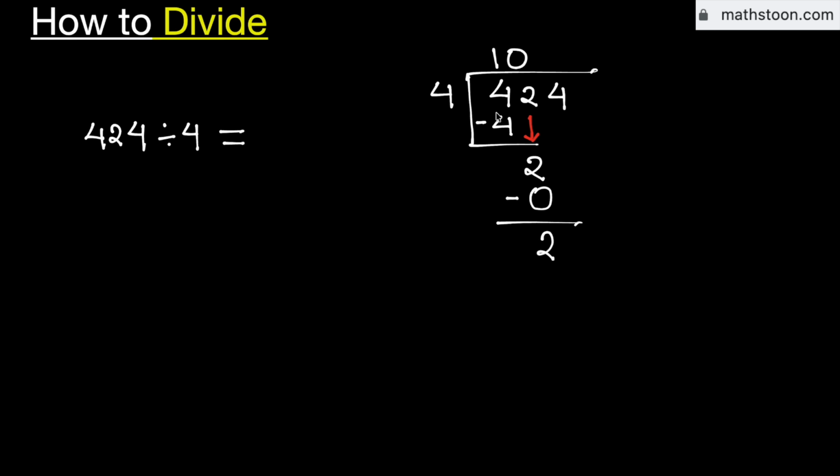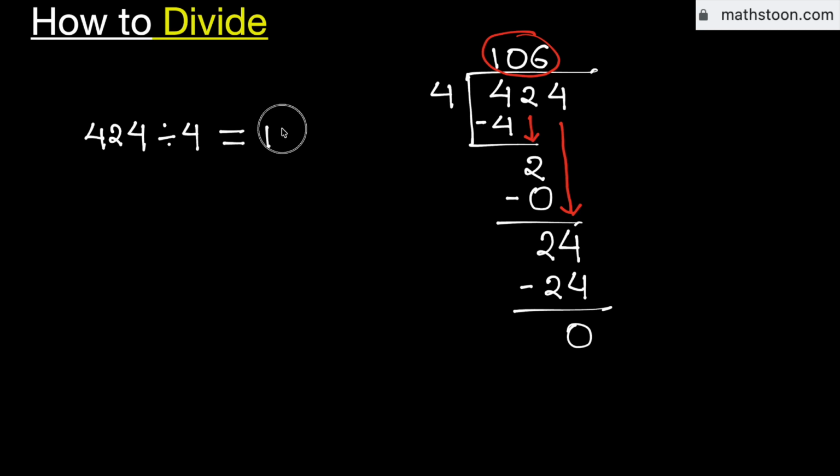Now 2 is less than 4. That is why we need to bring down this adjacent 4 here. Now look, 4 times 6 is equal to 24. Subtract, we get 0. Now we have no number to bring down here and we have got the number 0. So we will stop. Therefore, 424 divided by 4 is equal to this number 106. And this is our final answer.